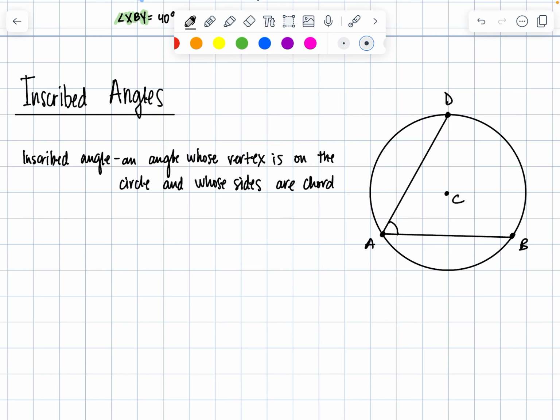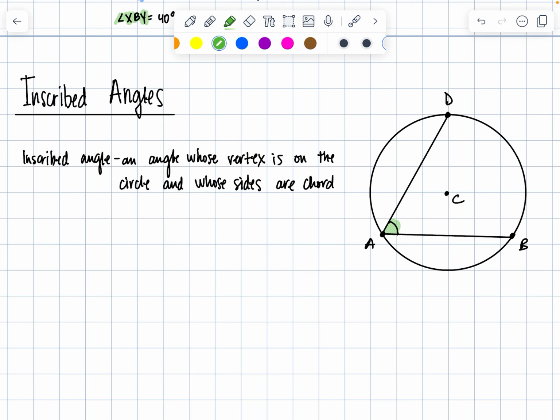And if you're wondering, if we drew this through the diameter, yes, this would also be an inscribed angle as well, because as we know, a diameter is a chord. All right, so that's an inscribed angle. I'm gonna highlight that in green. So this is our inscribed angle.